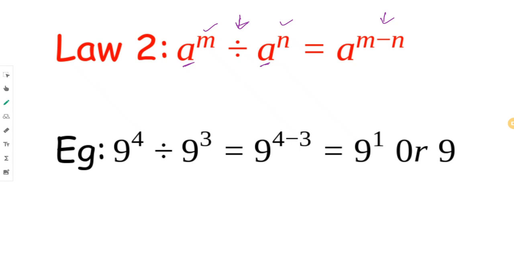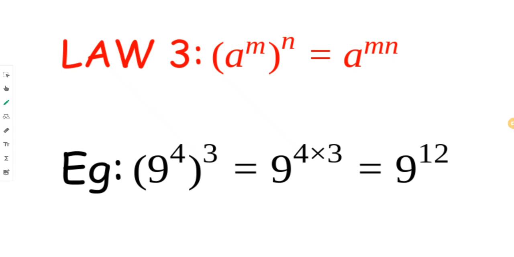You can see here they have the same base, but the powers are different. One is 4, the other is 3, and it is division. So what do we have to do? We have to subtract the powers. So 4 minus 3, I'll get 1. So 9 to the power 1, or you can simply say it as 9.